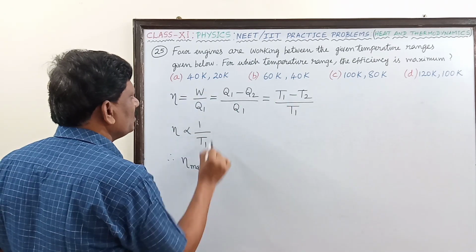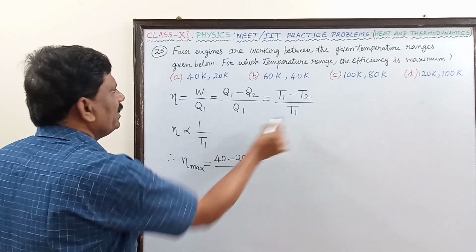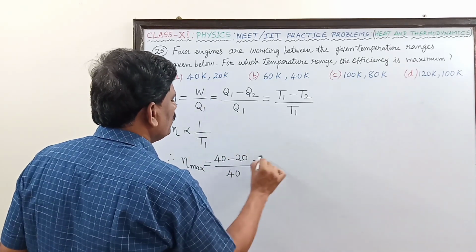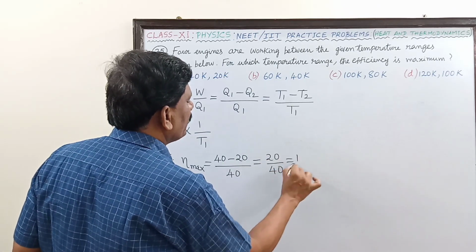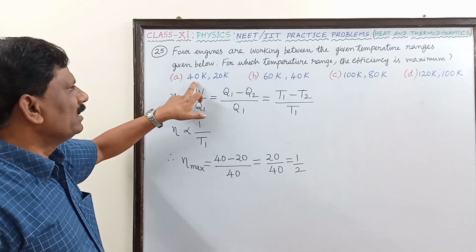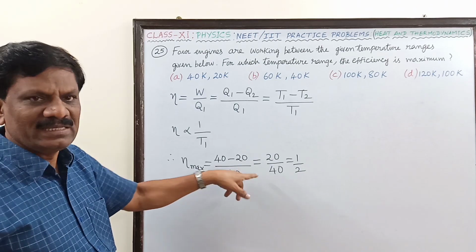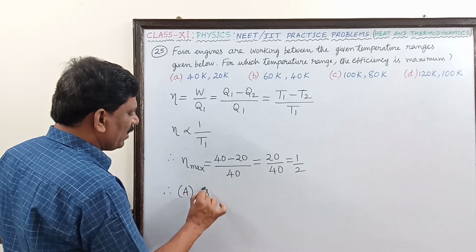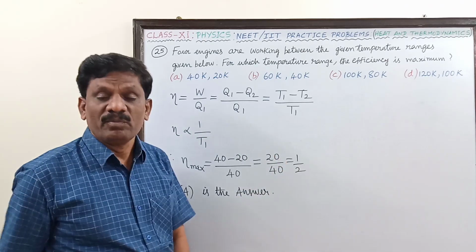What is T1 minus T2? 40 minus 20. So 40 minus 20 divided by T1, that is 40. So this is equal to 20 divided by 40, which is 1 by 2. So you have to understand that for whichever case T1 has the least value, for that only the efficiency will be the maximum, the highest. Therefore, option A is the correct answer. I hope you must have understood well. Fine.